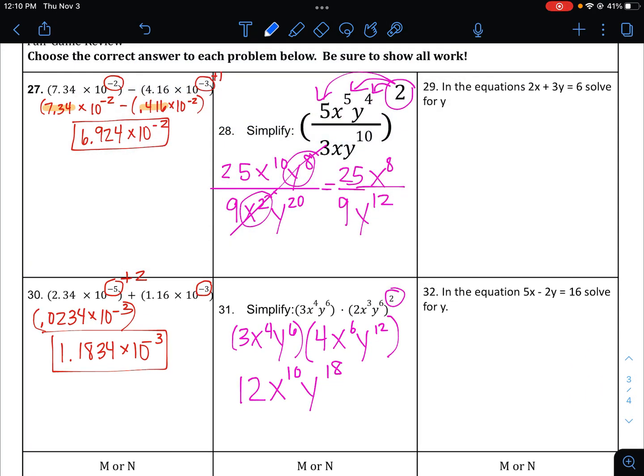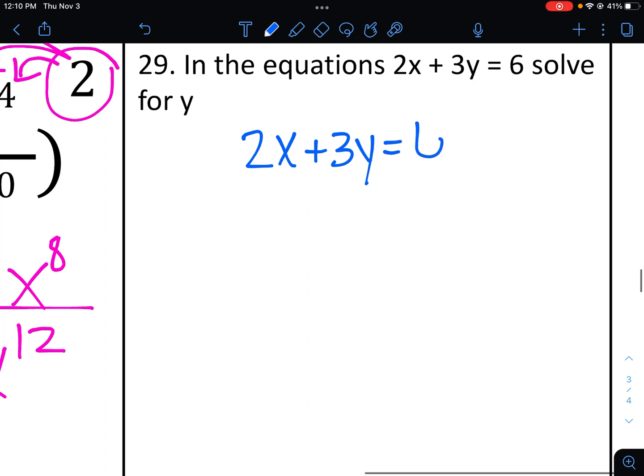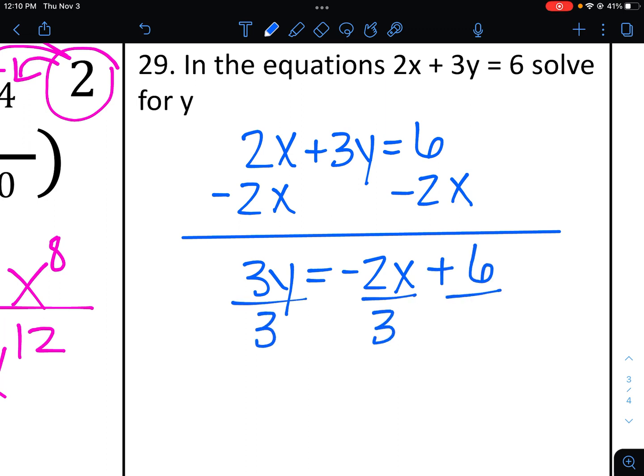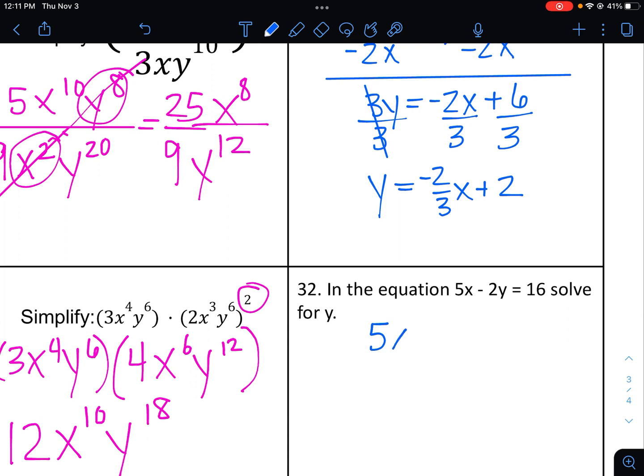And then last, you have solving for y. I feel like this is the one we probably need the most review on. So when you solve for y, you're getting y by itself on the left. So we're going to make this 2x go over to the other side of the equal sign to get 3y equals minus 2x, variable term first, plus 6. You're going to divide each term by 3. Those 3's become a 1. So y equals -2/3 x plus 2. And that's your answer.